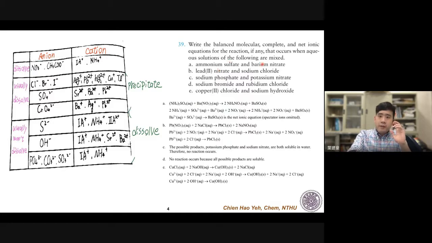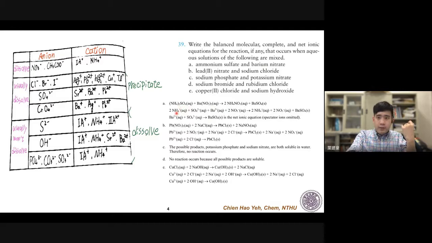Ammonium sulfate and barium nitrate. So over here, ammonium sulfate and barium nitrate. First, you see the sulfate anion will precipitate in some cases. But we see here the ammonium ion can dissolve in water whatever anion it meets. So this will dissolve. And for barium nitrate over here, the nitrate anion can dissolve in water with any cation it meets.